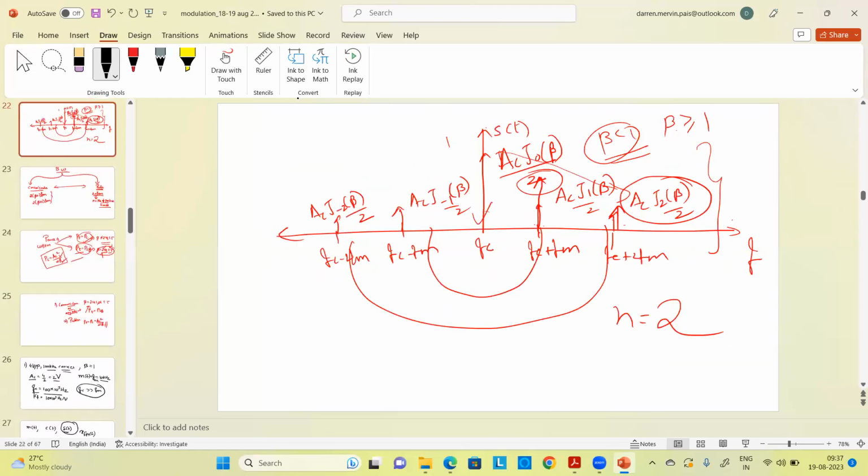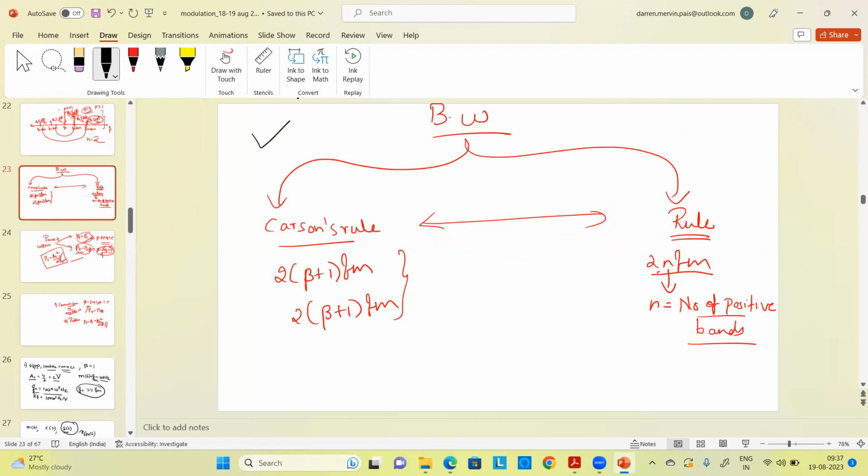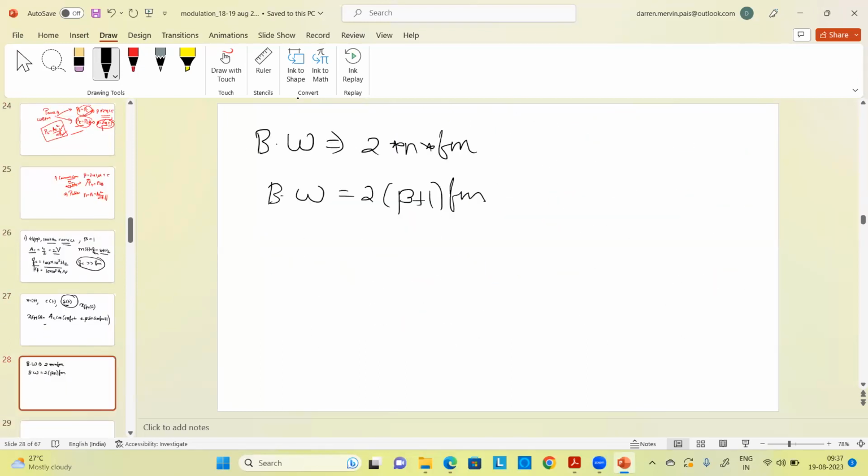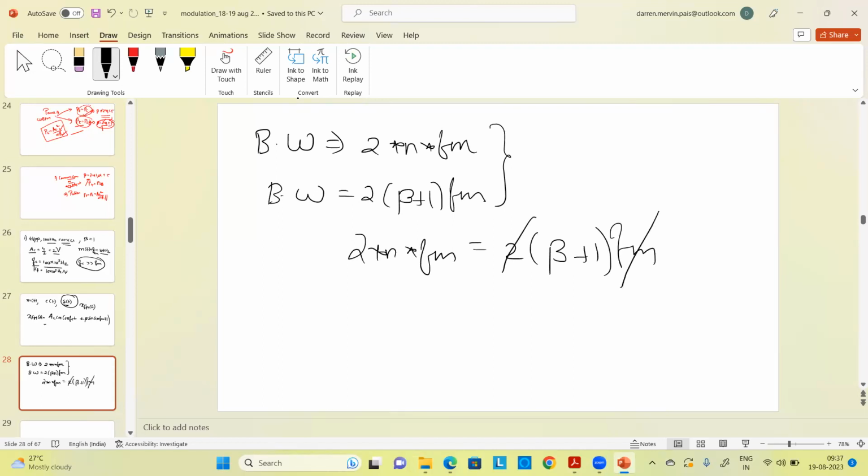Yes, Carson's rule, 2 times (beta plus 1) times Fm. So can we equate these both, because both are equal to each other as they indicate the bandwidth of an FM signal? Yes, but you have to use the Carson rule, the lower one, 2 times (beta plus 1) times Fm. So we can just cancel the 2 and Fm. N is equal to beta plus 1. Do you agree?